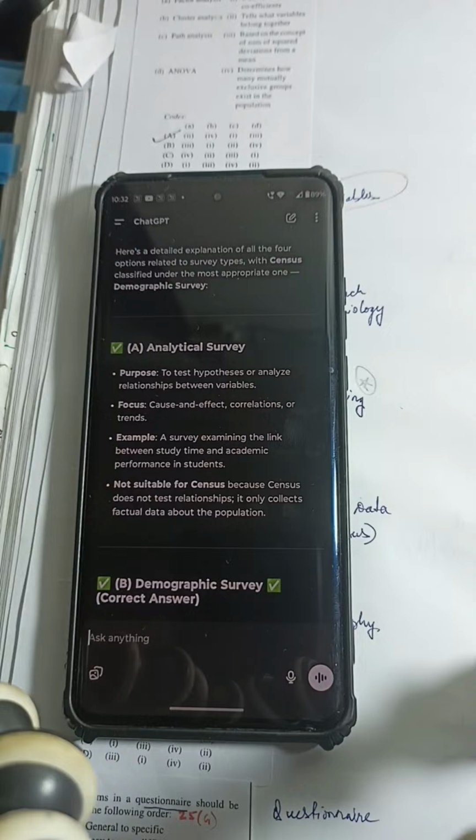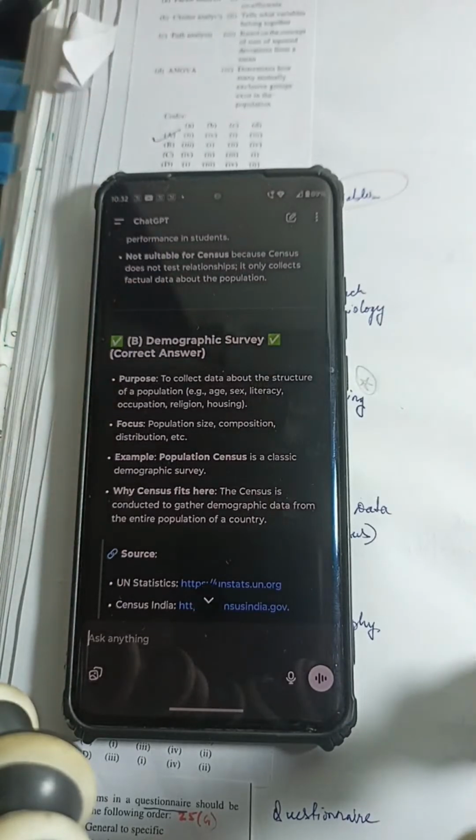It focuses on cause and effect, correlation or trends. Example: a survey examining the link between study time and academic performance in students. Not suitable for census, because census does not test relationships. It only collects factual data about a population. Then we have demographic survey. Demographic survey will be the correct answer to this question.